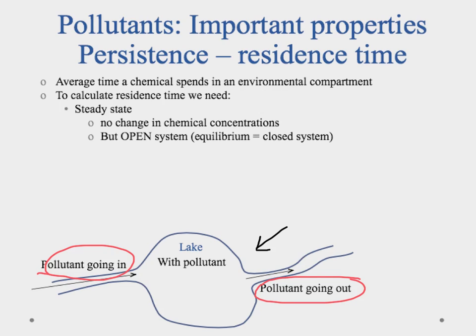So this is an open system. And when we're talking about equilibrium, we're talking about a closed system. So there are not inputs and outputs. So that's the main difference between steady state and equilibrium.